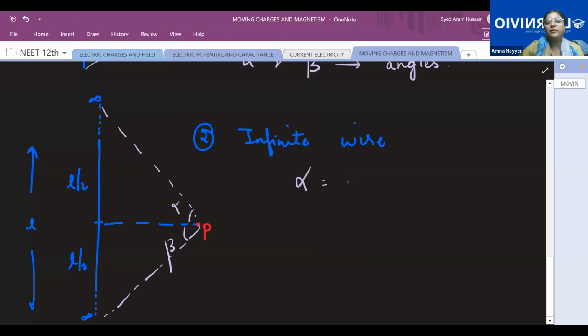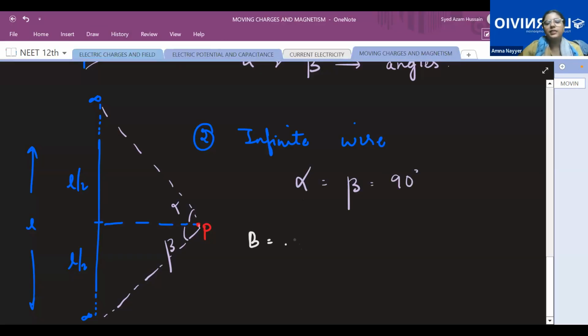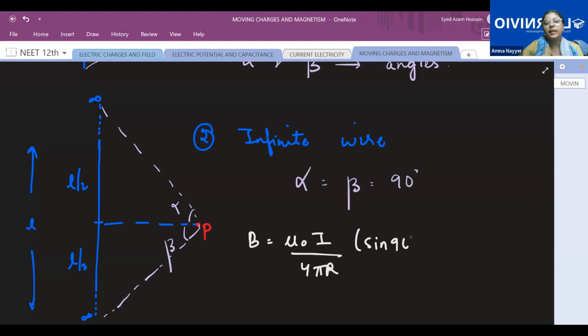The value of alpha will be equal to the value of beta, that will be equal to 90 degrees. So here when you put the formula, magnetic field is equal to mu naught I by 4 pi r into sine 90 plus sine 90.